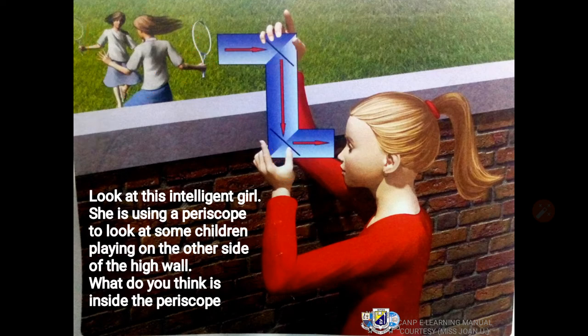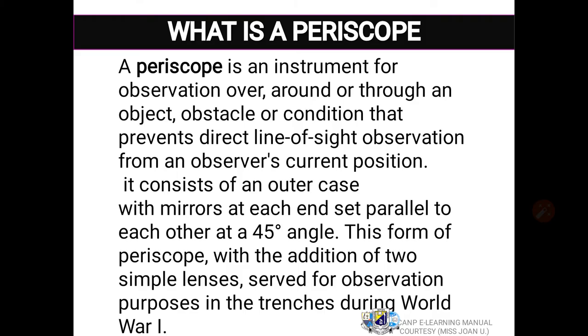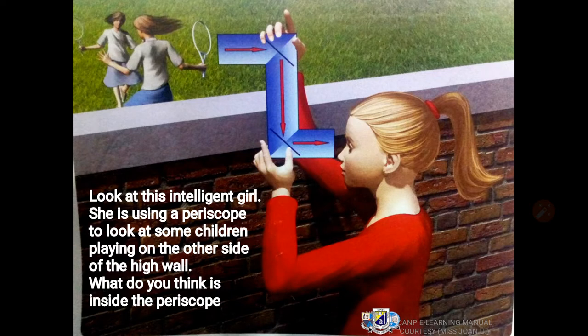I know you want to know what a periscope is. A periscope is an instrument for observation over, around, or through an object, obstacles or conditions that prevent direct line of sight observation from an observer's current position. What this means is that the periscope is an instrument that enables you to see where your eyes cannot see because of an obstacle, just as the fence is an obstacle to this girl.